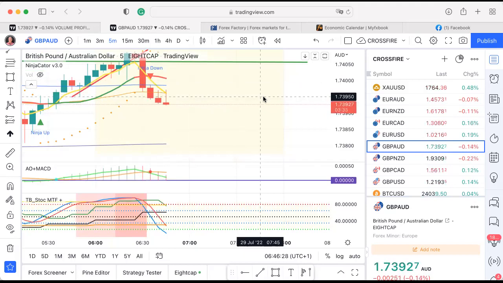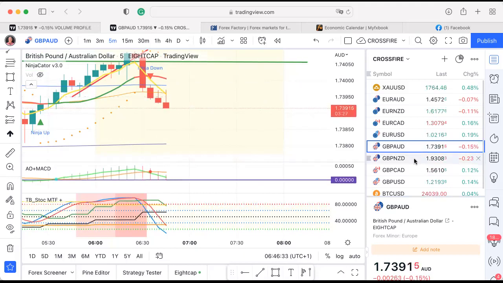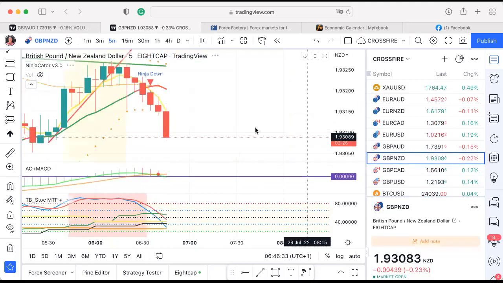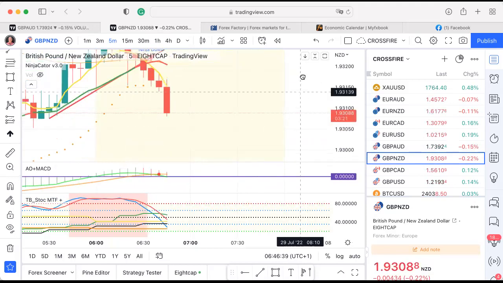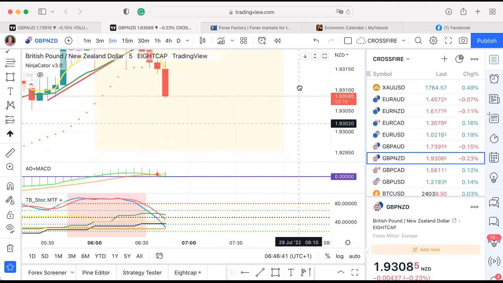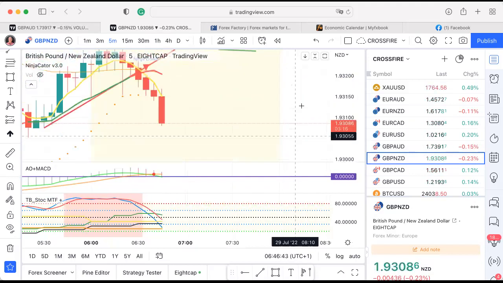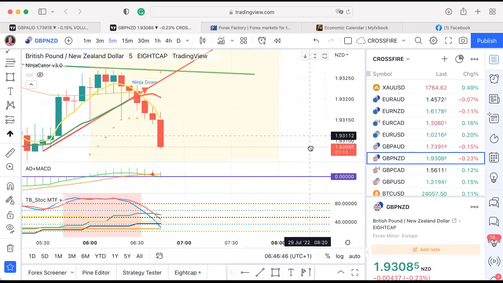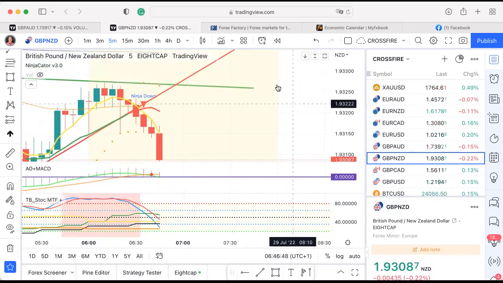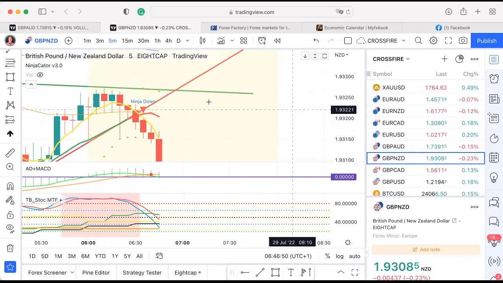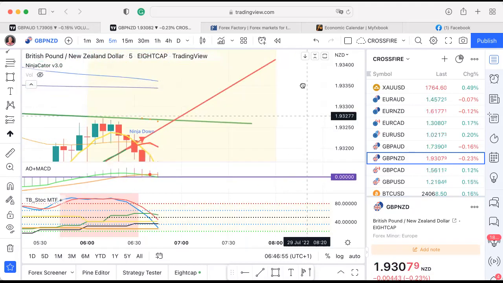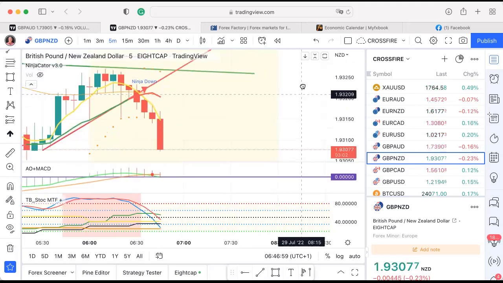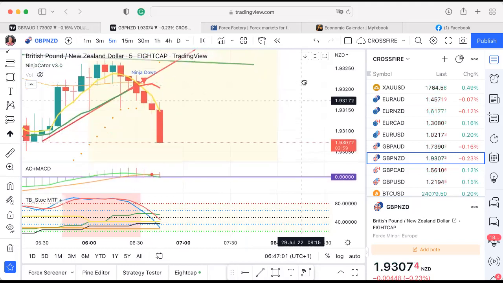GBP NZD has dropped way down. It's really sort of heading down now. Yeah, that's making a bolder move now. So have we got any targets below? I don't think we have. No. Let's have a look above. Yeah, two moving averages above, so that's a little bit confusing. But it is making quite a strong move down.